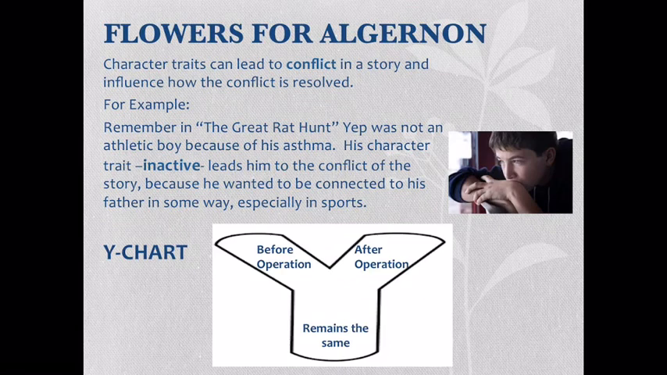Character traits can lead to conflict in a story and influence how the conflict is resolved. For example, remember in The Great Red Hunt, Jeb was not an athletic boy because of his asthma. His character trait, inactive, leads him to the conflict of the story because he wanted to be connected to his father in some way, especially in sports. In Flowers for Algernon, the main character undergoes a dramatic transformation. As you read, use a Y chart to note which of his character traits change and which stay the same.